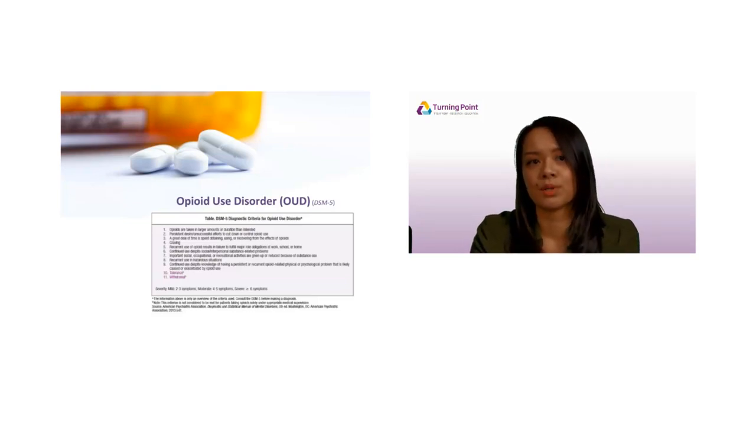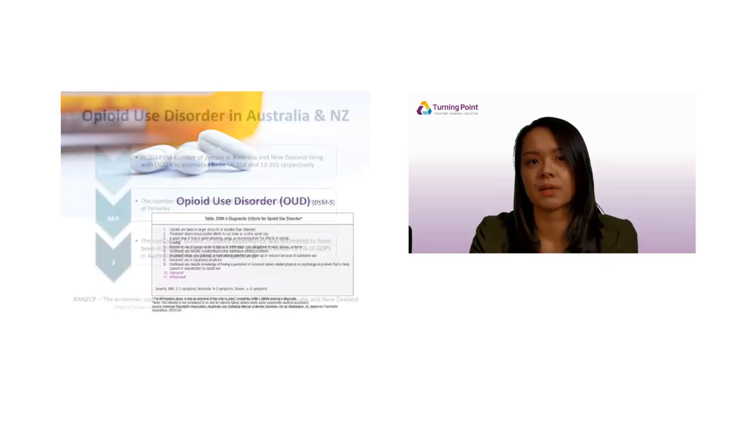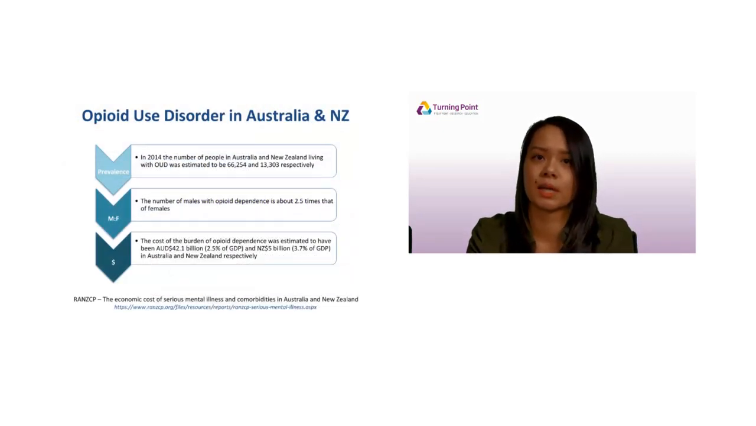So going into opioid use disorder in Australia and New Zealand as a brief background, in 2014 the number of people in Australia and New Zealand living with opioid use disorder was over 66,000 and over 13,000 respectively. It does seem to have a high prevalence in males. The number of males with opioid dependence seems to be 2.5 times the rate of that of females.